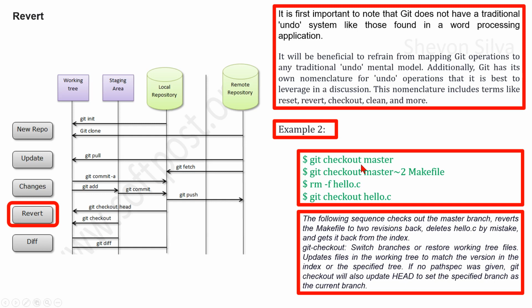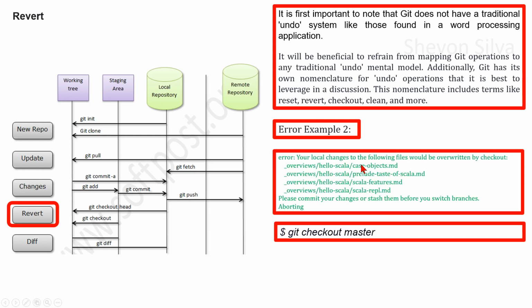Git checkout switches branches or restores working tree files. It updates files in the working tree to match the version in the index or the specified tree. If no pathspec was given, git checkout will also update HEAD to set the specified branch as the current branch.